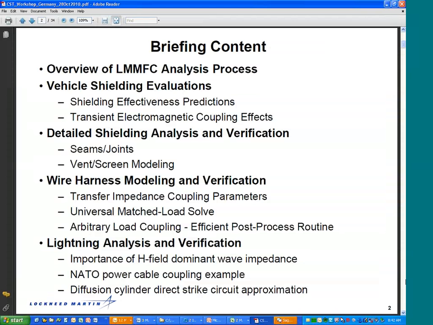Briefing content: I'm going to go over the various tools we use with the CST tools and show a little bit about our analysis process, how we can evaluate vehicle shielding, do some detailed models of different joints and seams, and model wire harnesses to make a good system model, and then conclude with more on the focus of this workshop, the lightning analysis and verification that needs to be done with various models.